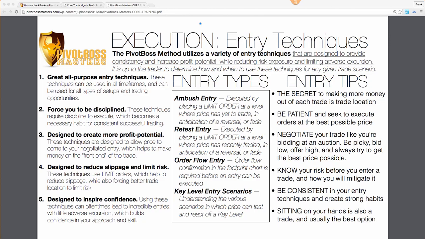So what's great about these entries, again, like everything else, is that they're all scalable. These are great all-purpose entry techniques that you can use in all time frames. They can be used for any type of setup and any type of trading opportunity. So I use the retest entry for a super precise scalp, and then I'll use a retest entry for a higher time frame swing trade. It really doesn't matter, because the market will react to these levels the same way in every time frame, because the market is the market.